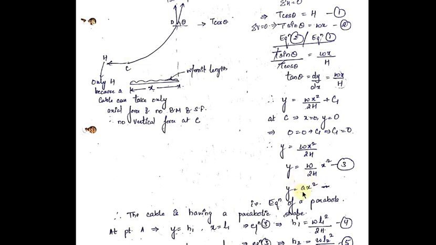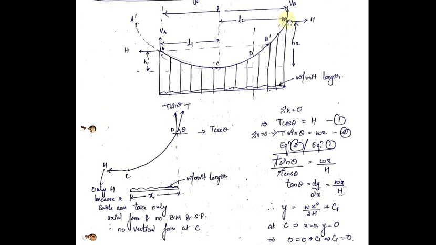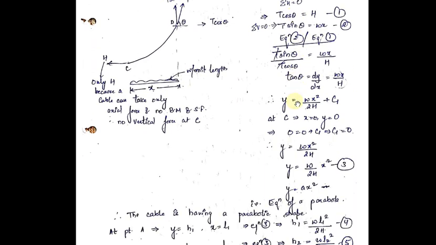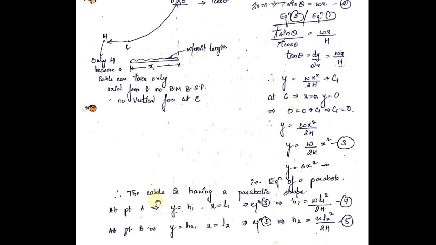Which means that whenever a UDL is applied on a cable, even if its supports are at different levels, the profile of the cable will be a parabola. Therefore, the cable is having a parabolic shape.